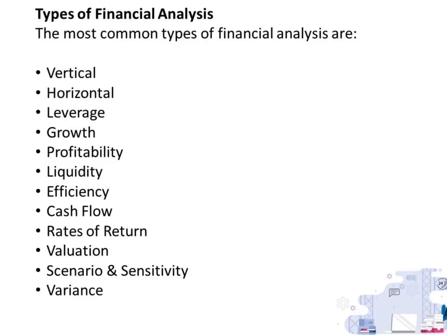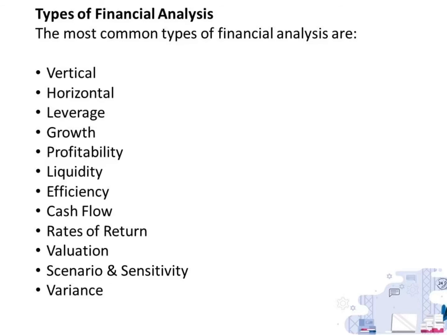Now we will talk about types of financial analysis. The first common type is vertical. This type of financial analysis involves looking at various components of the income statement and dividing them by revenue to express them as a percentage. For this exercise to be most effective, the result should be benchmarked against other companies in the same industry to see how well the company is performing.